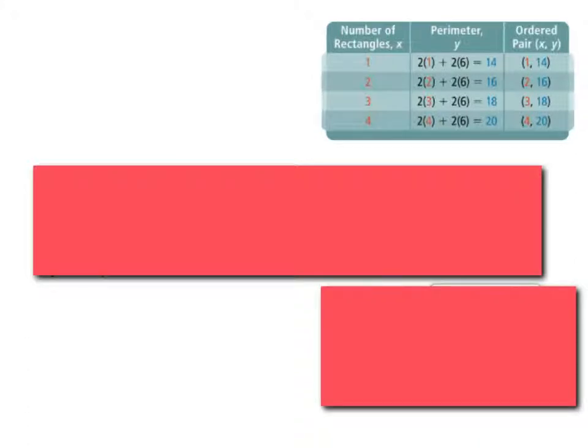So first I would make the table. So every time I have number of rectangles, that would be my x. I figure out my perimeter and then I write it as an ordered pair. My x goes first and then my y. So with one rectangle, I have 1 times 2 plus 2 times 6. And that is because the rectangle's length does not change, only the width does every time you add a rectangle. So this is what my table would look like. Here I have 4 points.